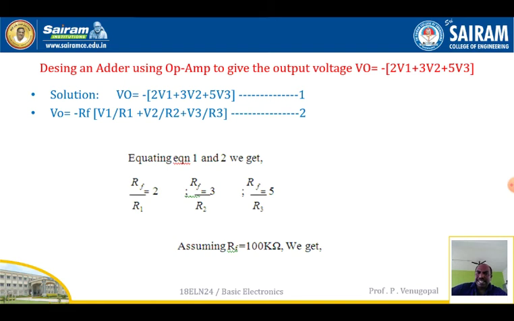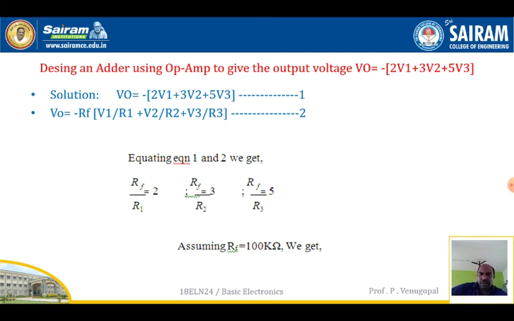So next problem: design an adder. Design an inverting adder using an op-amp to give the output voltage V0 is equal to minus of 2 V1 plus 3 V2 plus 5 V3. How can we design the adder is the question. This is very simple. First write the output voltage equation given in the problem: V0 is equal to minus of 2 V1 plus 3 V2 plus 5 V3. Then write the formula for the output voltage of an inverting adder, that is V0 is equal to minus RF into V1 by R1 plus V2 by R2 plus V3 by R3. Then compare equation 1 and 2.